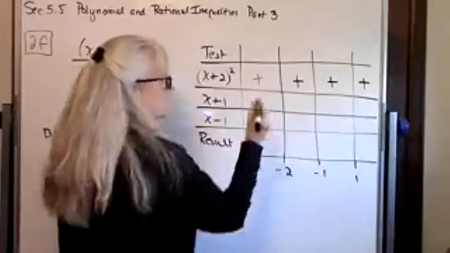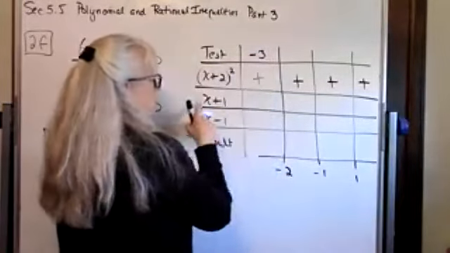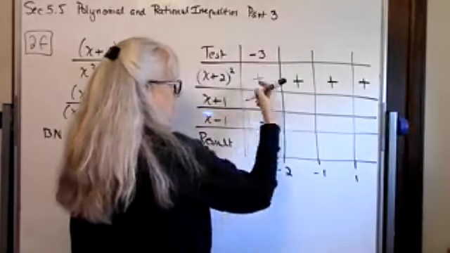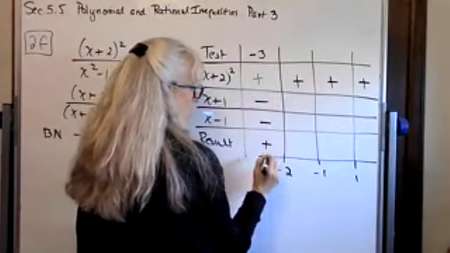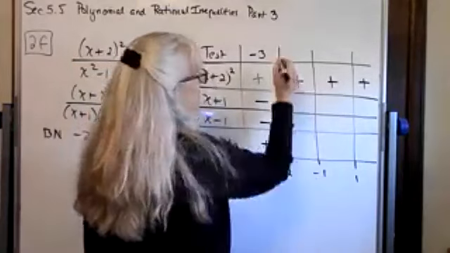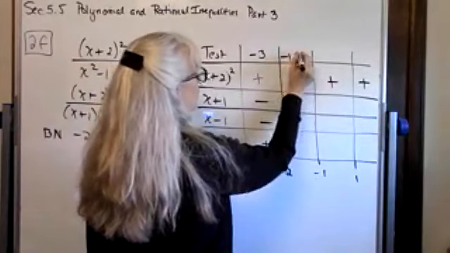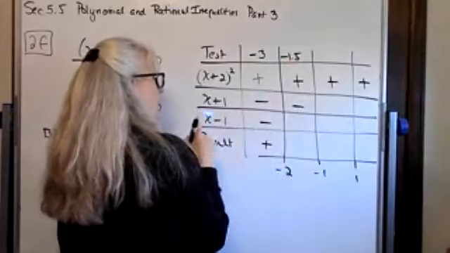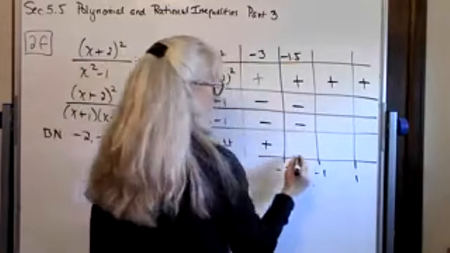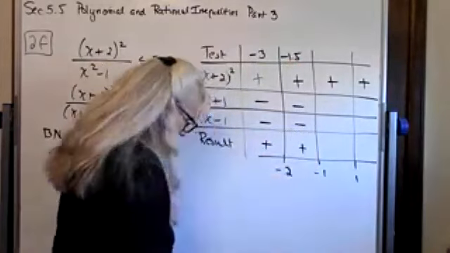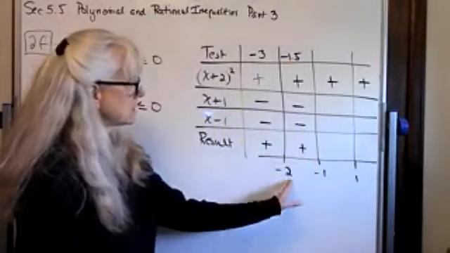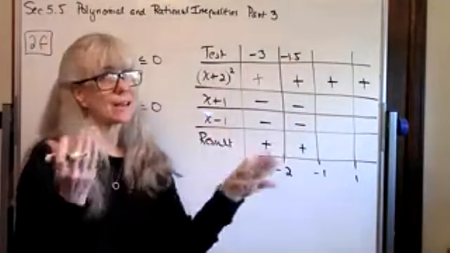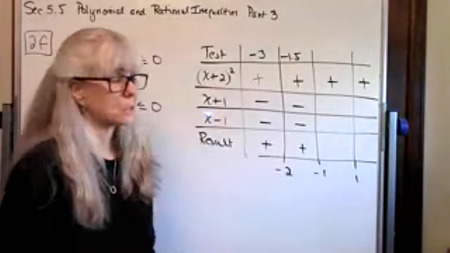So to the left of -2, we'll use -3. -3 plus 1 is a negative. -3 minus 1 is a negative. The net result when you multiply or divide here would be a positive. Between -2 and -1, let's use -1.5. So -1.5 plus 1 is negative. -1.5 minus 1 is still negative. The net result is a positive. Why is the sign not changing? This -2 is coming from this factor, and because of its multiplicity, the sign is not changing. That balance coming into play.